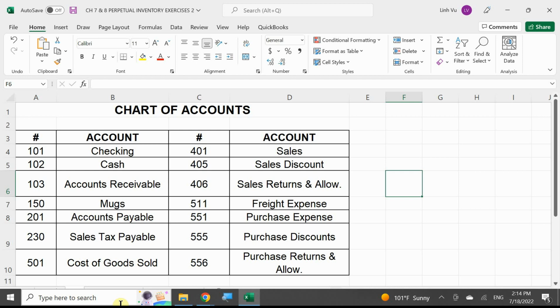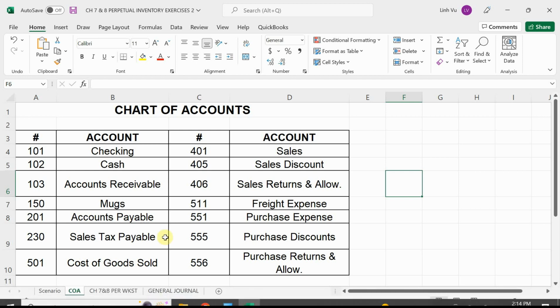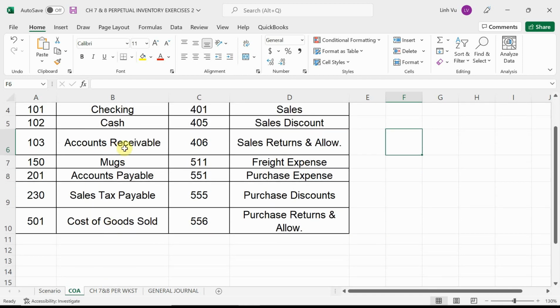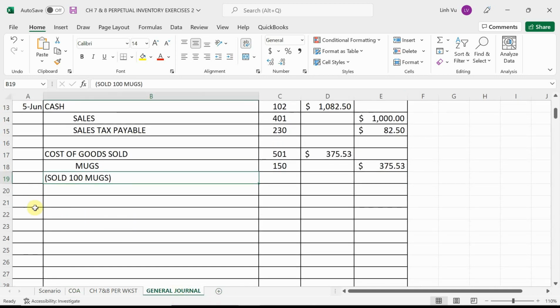Yes. Goods sold and mugs are together, and accounts receivable, sales, and sales tax are together. So in this case, let's focus on one transaction at a time. We're going to sell the product first, and then we're going to update our product afterwards. I sold it to them on an account, so we have an account receivable. Since we sold something, we have to record the sales and the sales tax. My account receivable is 103.